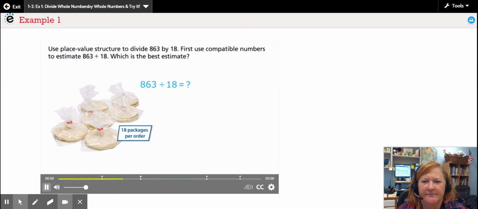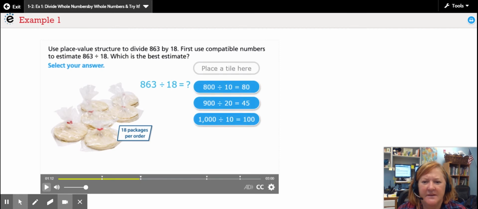Use place value structure to divide 863 by 18. First, use compatible numbers to estimate 863 divided by 18. Which is the best estimate? Select your answer. Okay, so let's talk about this. We have 863, and is that closest to 800, 900, or 1,000? I'm thinking 900 might be our better number to go with.